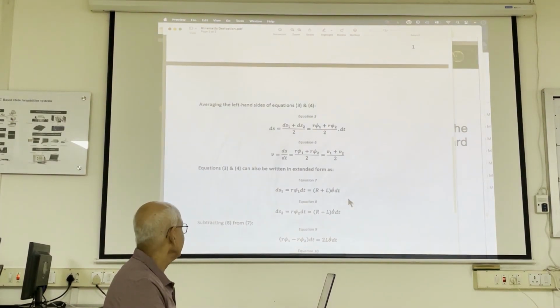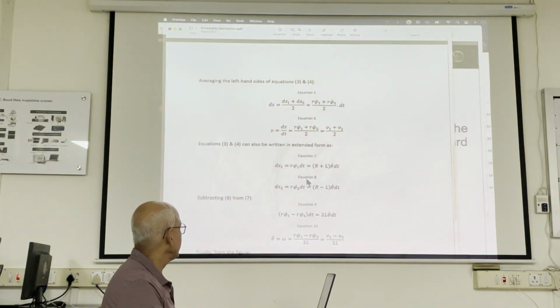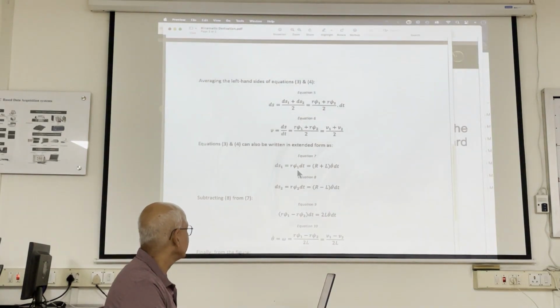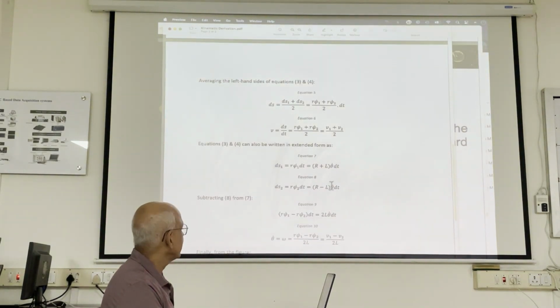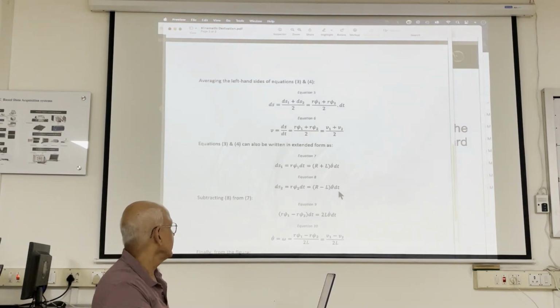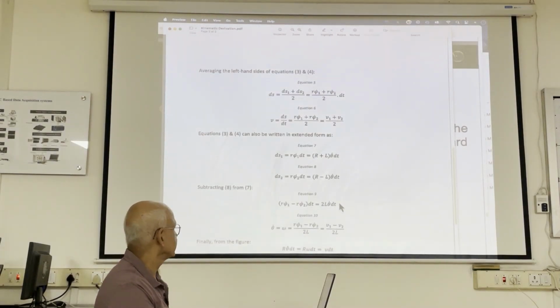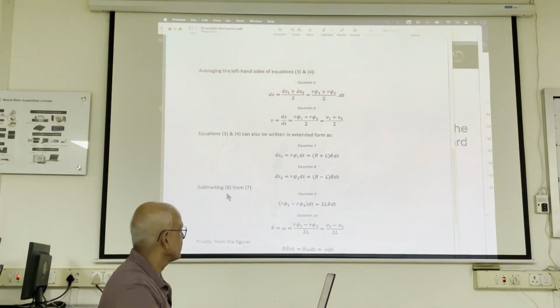Yes. Now, from these two equations, I subtract the second equation from the first. It's r phi 1 dot dt minus r phi 2 dot dt. And on the right hand side, you will have the r theta dot dt terms cancelling out, and you'll get this. Is it okay? Subtracting 8 from 7.